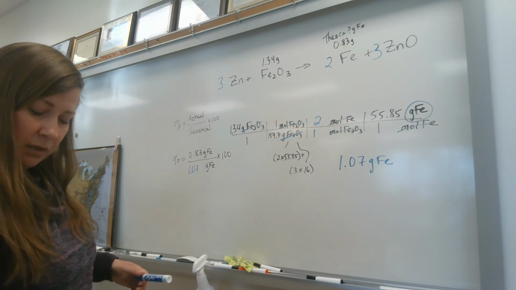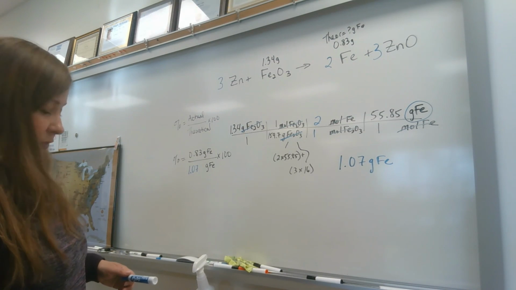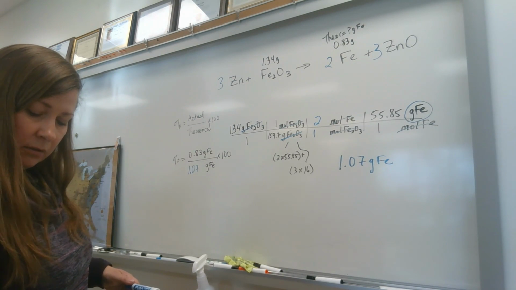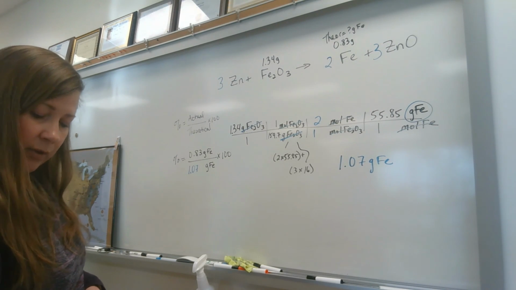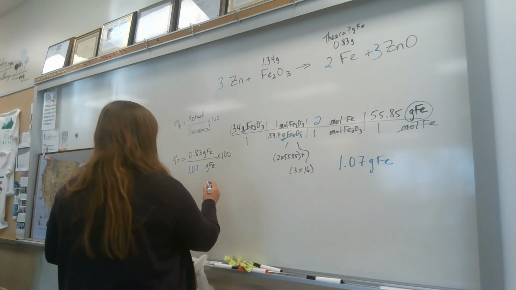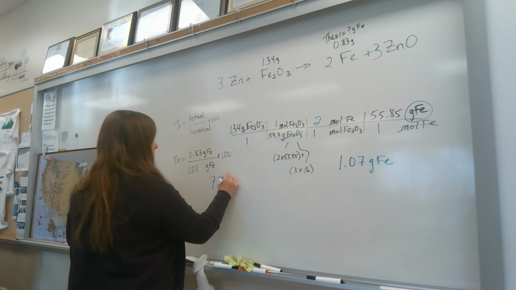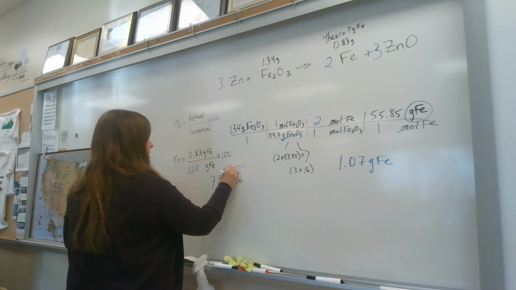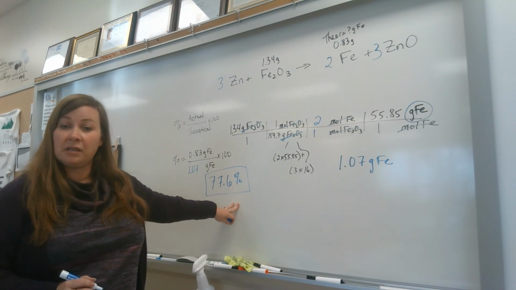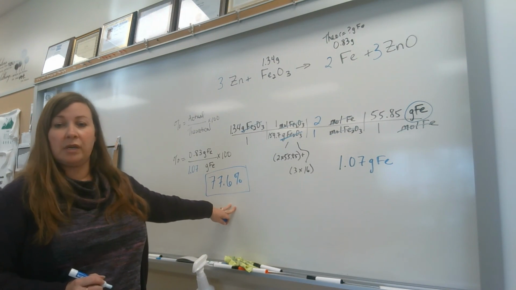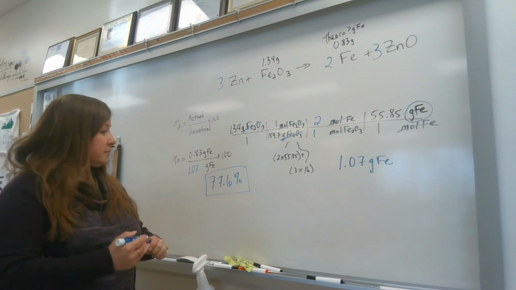So 0.83 divided by 1.07 times 100, 77.6. And that gets the unit percent, and you don't actually need a substance on this one. It's one of the few numbers in stoichiometry where you would not need the substance.